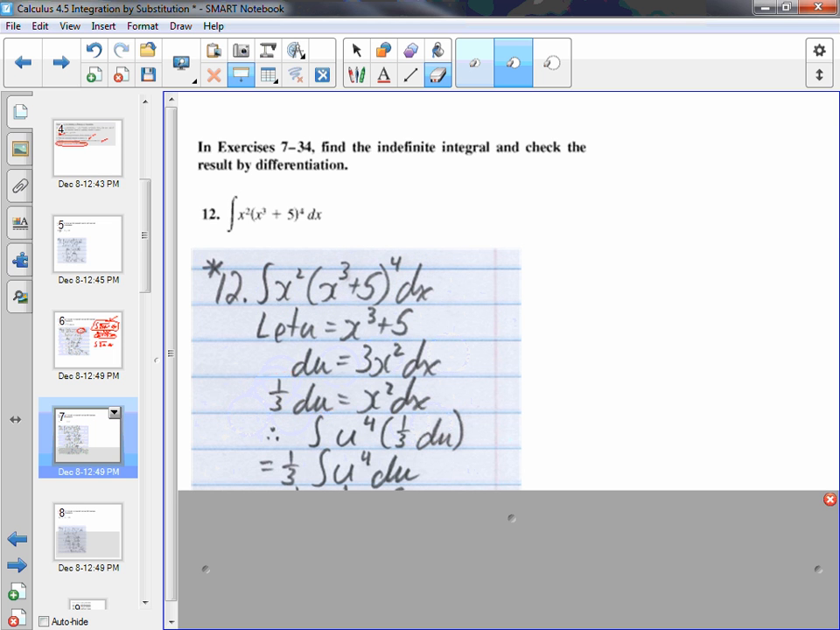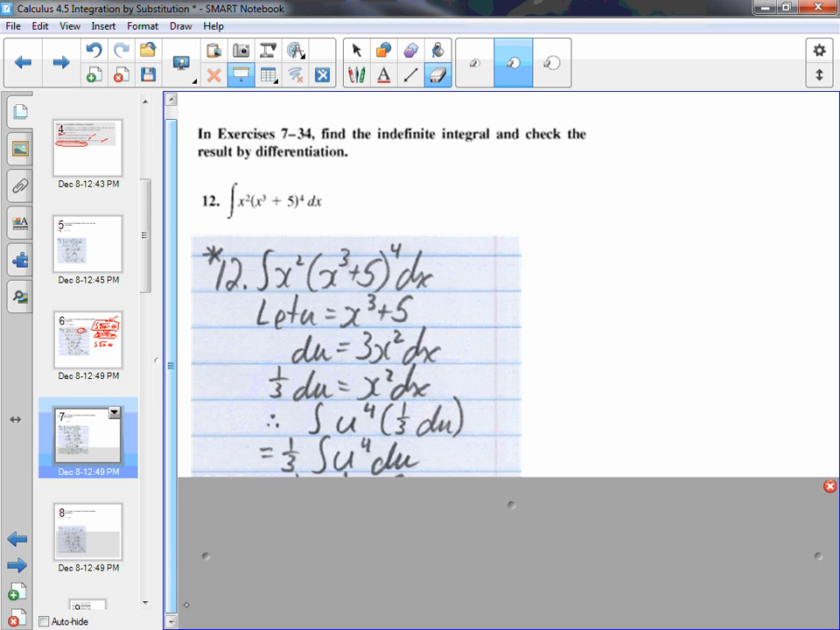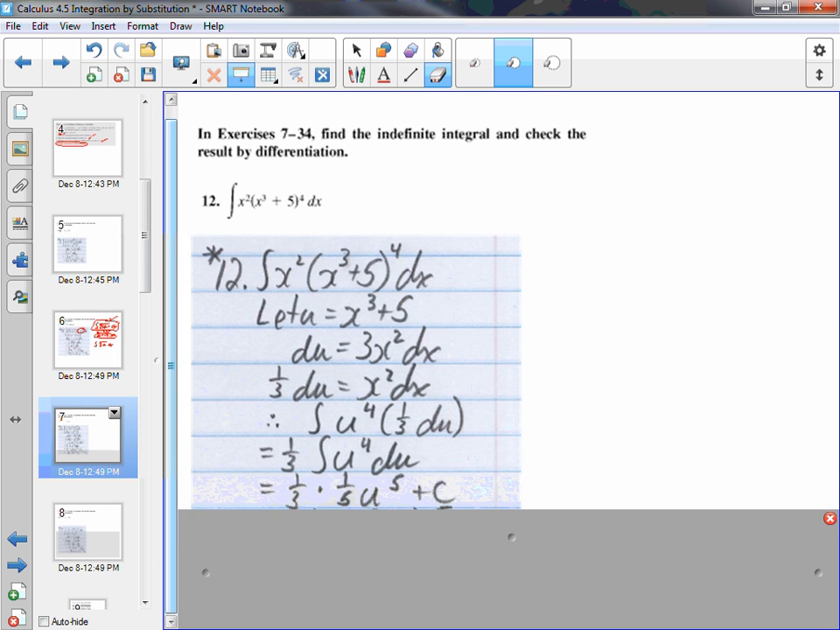And now I do the antiderivative. So I have the 1/3 out in front. Then I add 1 to the exponent, make it a u to the 5th. Divide the coefficient by the new exponent. So since I've already got a fraction in the front, multiplying by 1/5 is a little easier than saying I'm going to divide it by 5, plus c.